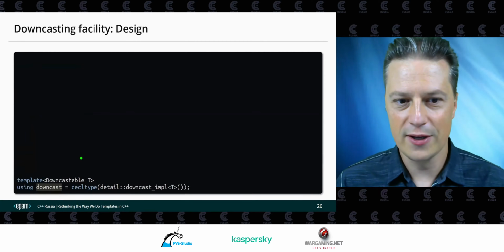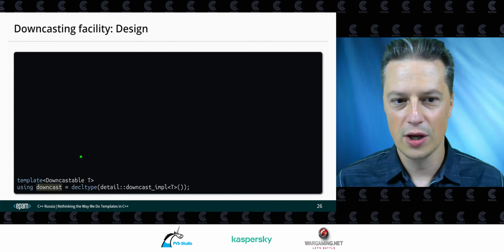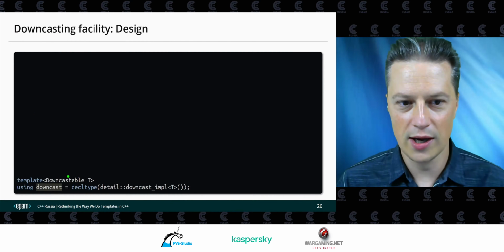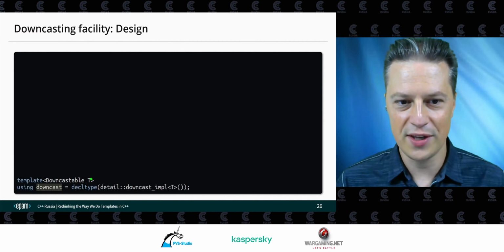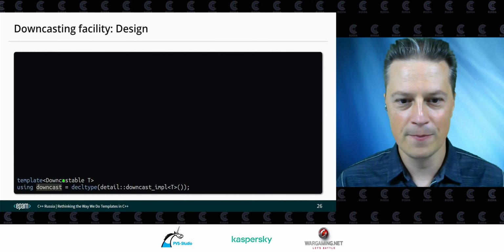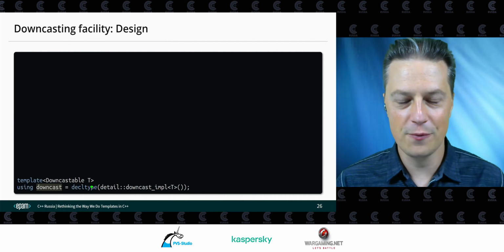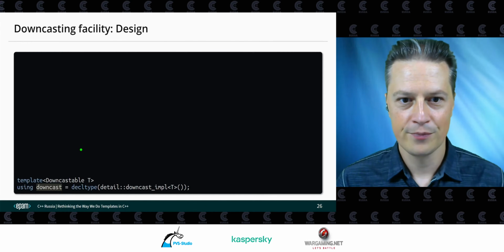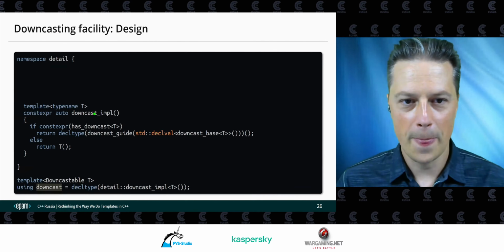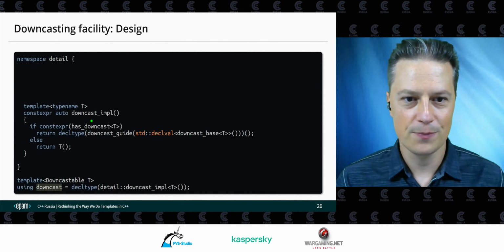And the last thing here to show you is how the downcast works. So basically, you have a downcast that takes some type that is downcastable, and it tries to find out if we provided some nice name to it or not. So the implementation looks as follows.